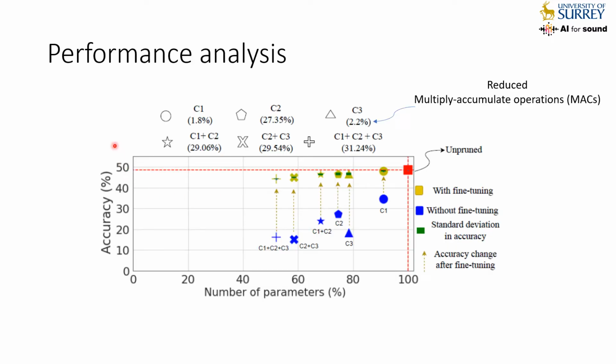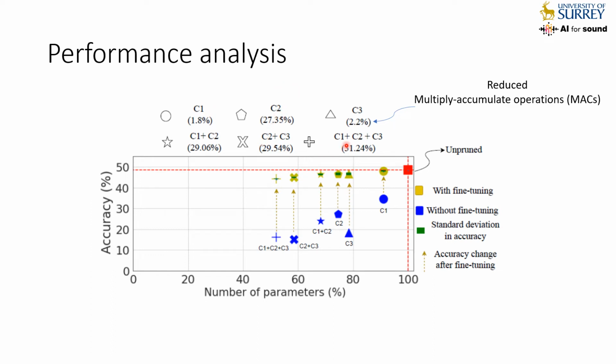To measure the performance of the proposed pruning method, we computed the accuracy of the pruned networks, which are obtained by pruning different convolution layers. Now, in the underlying pre-trained network, we have 3 convolution layers. So we prune different subsets of convolution layers. Ultimately, we have a total of 6 pruned networks, where C1 indicates that only the first convolution layer is pruned.